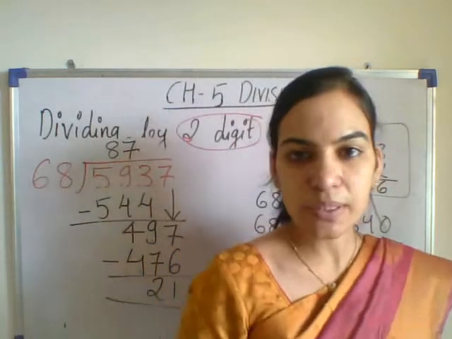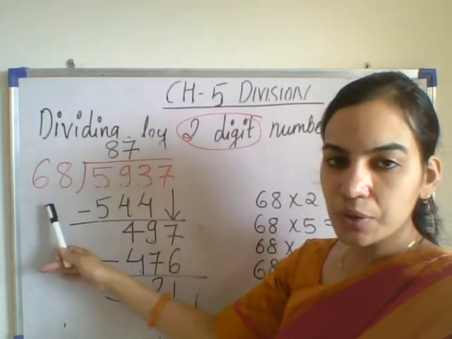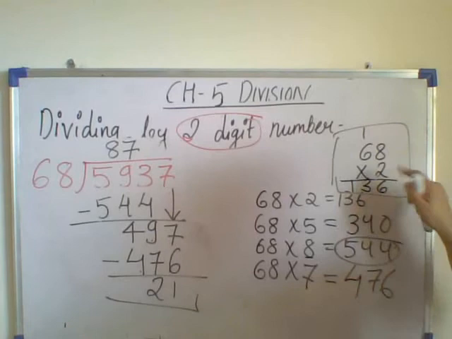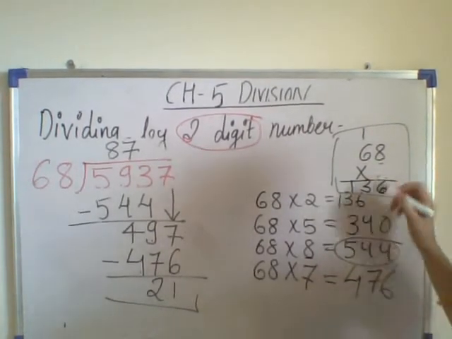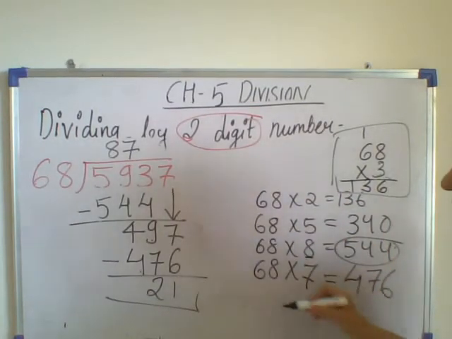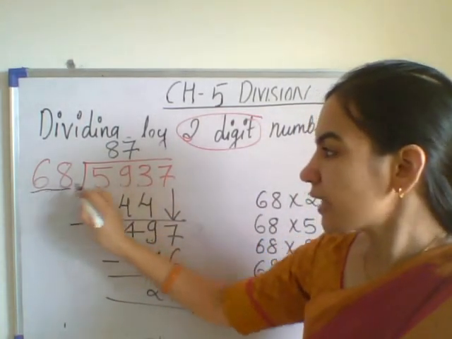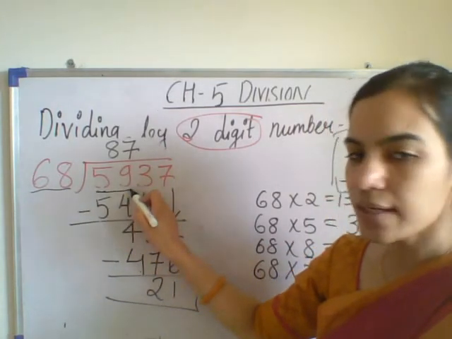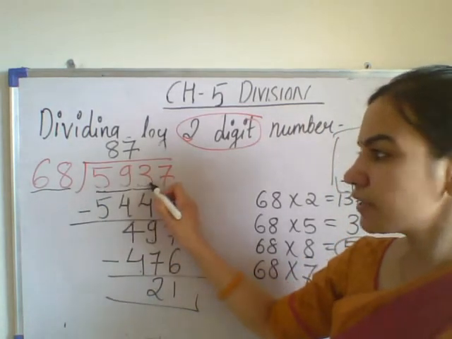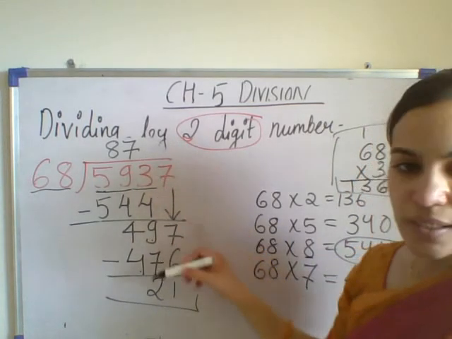So students, whenever you are multiplying by a greater two-digit number like 68 whose table you do not know, you can do like this: 68 multiplied by 2 is 136. Then you can change the number here, write 3, do the multiplication, and write the table of 68 sideways. Then you can do the division. Like here is 68. I have taken the first 2 digits 59. This 59 is smaller than 68. So I will be taking the first 3 digits of the dividend, 593. Then I will be doing my division.